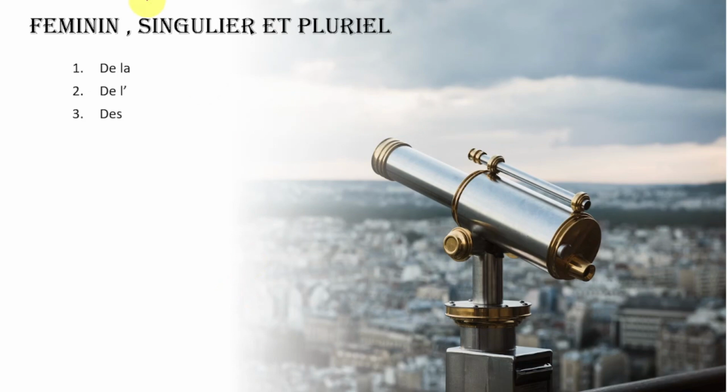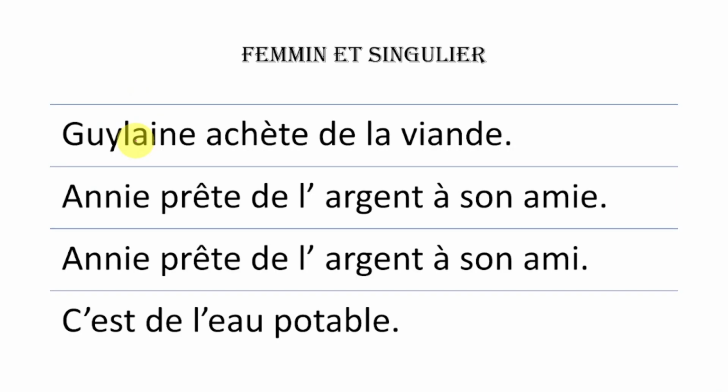Okay, so in this case we're going to use a feminine singular and a plural. So de la, de l', des. So we come here. Guylaine. This one is a noun. Annie. This one is a noun. Okay. So this one is a verb. Achète. Acheter. If you want to say achète, acheter, it's okay.